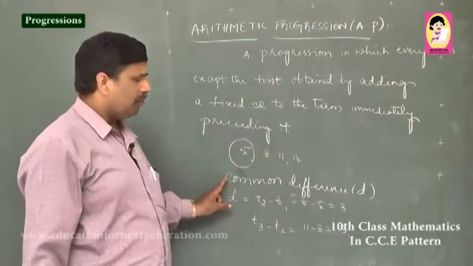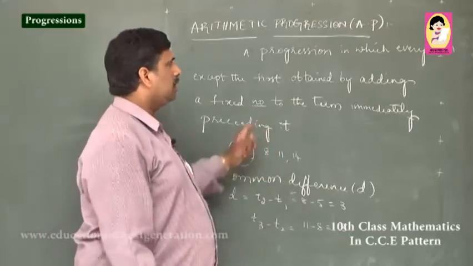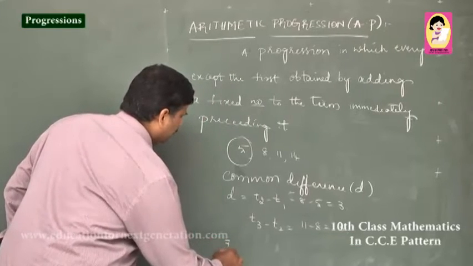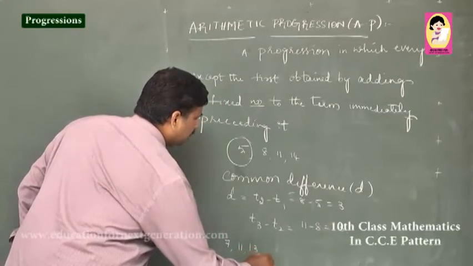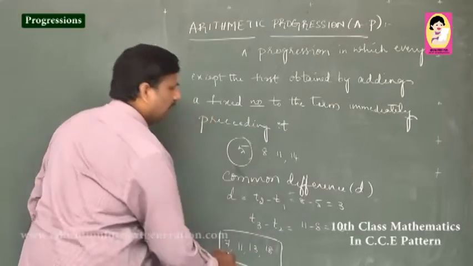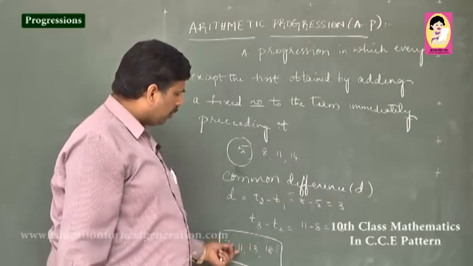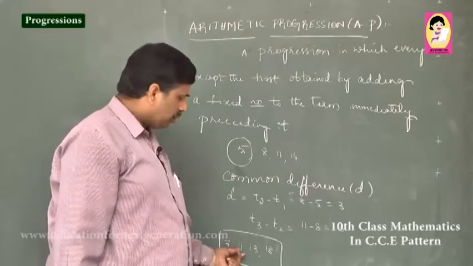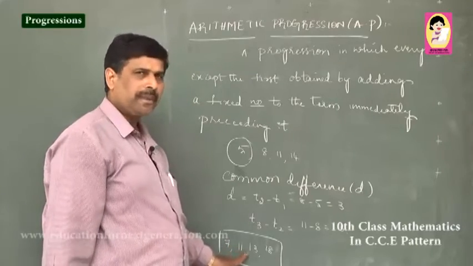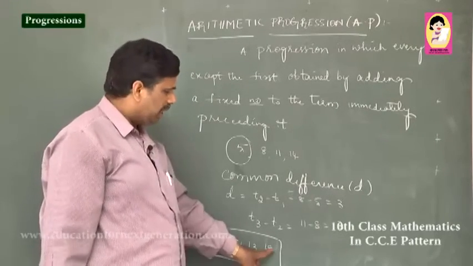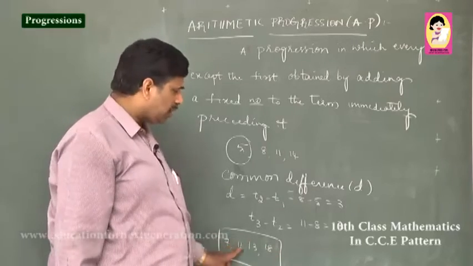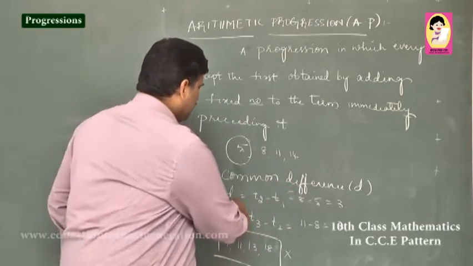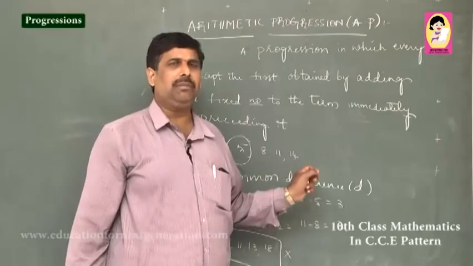Sometimes they will give some sequence. Say suppose anything. They will give 7, 11, 13, 18. Is it in AP? They will ask. So what you have to do now? You have to check the difference between the two successive terms. So here 11 minus 7 is 4, whereas 13 minus 11 is 2 and 18 minus 13 is 5. So the difference is not same. So this is not in AP. So with the help of D, you can say whether the given sequence is in AP or not.